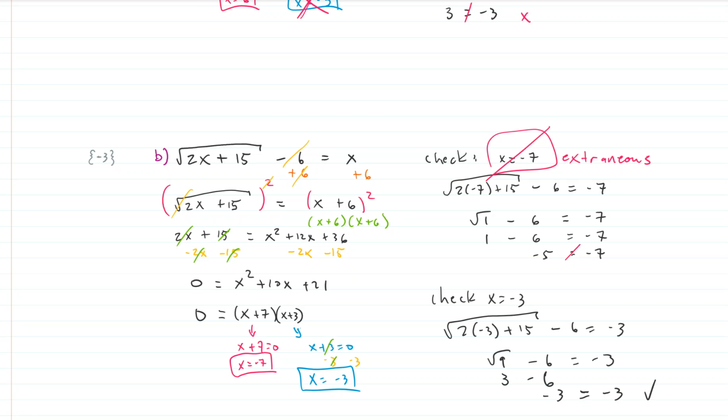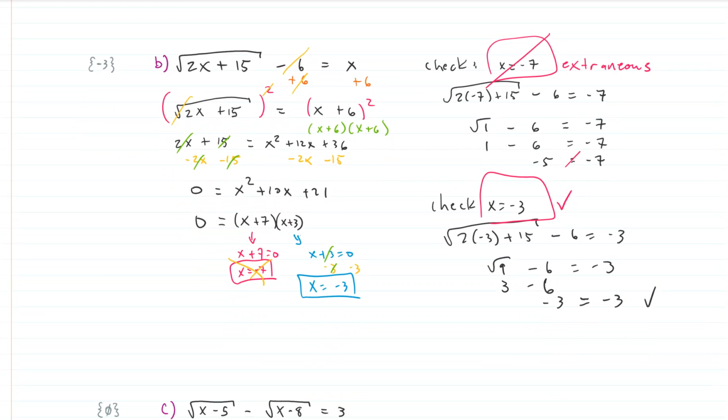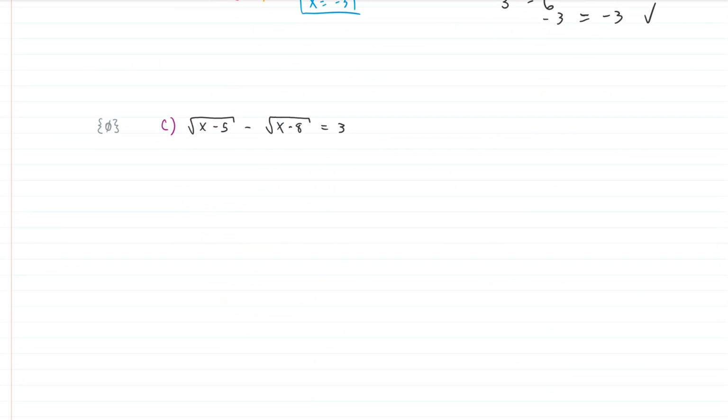That one checks out. That one's real. So the only answer here is x equals negative 3. The other one, x equals negative 7, is extraneous. Let's move on to another one.